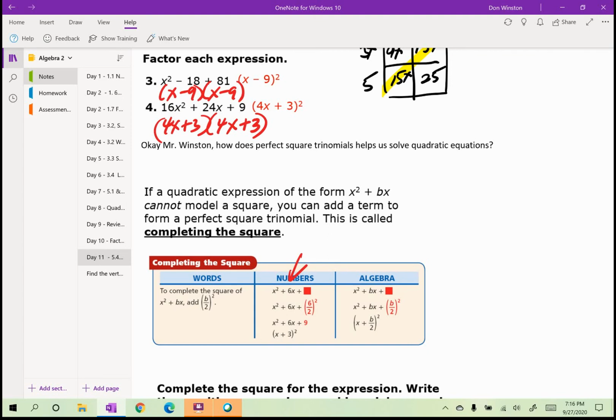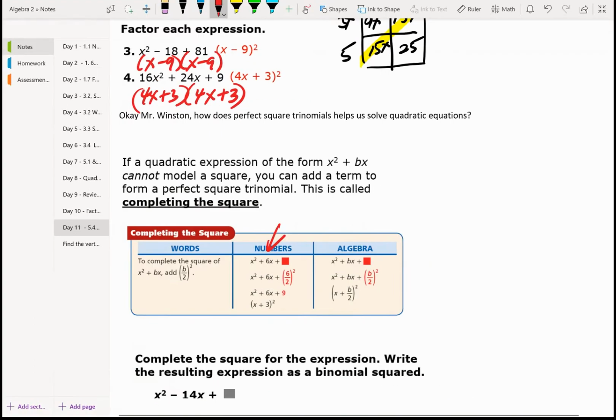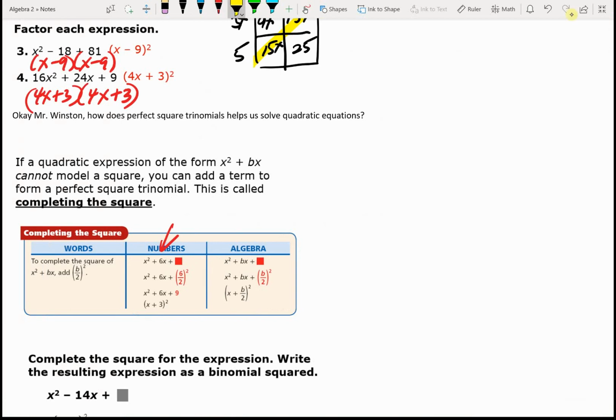The important thing is you only work with the linear and quadratic term. If I had to list standard form, ax squared plus bx plus c, when we complete the square, we only work with the quadratic and linear term. I'll say it again, only the quadratic and linear term.